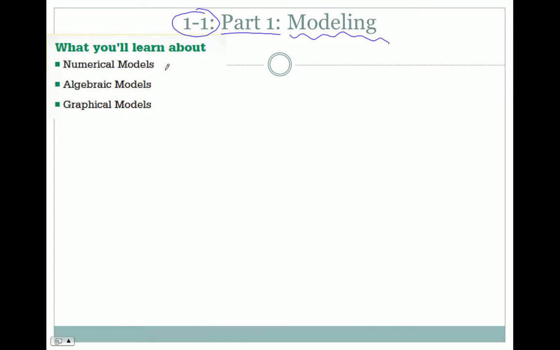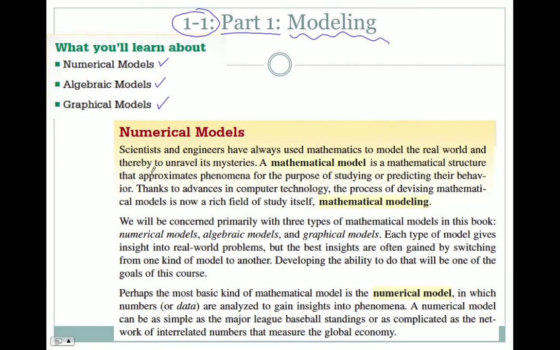There are three major kinds of modeling we want to look at: numerical, so numbers, algebraic, and graphical. We're going to start with the simplest one, numerical models. Scientists and engineers have always used mathematics to model the real world. When we say modeling, we're talking about the real world, and thereby unravel its mysteries. A mathematical model is a mathematical structure that approximates phenomena for the purpose of studying or predicting their behavior.